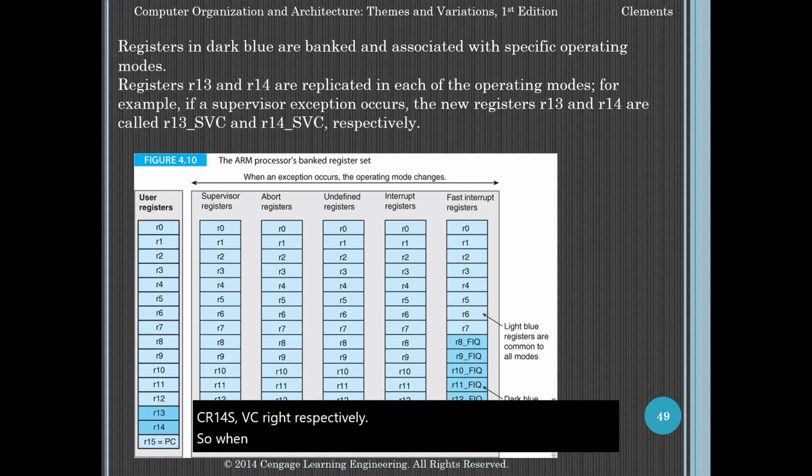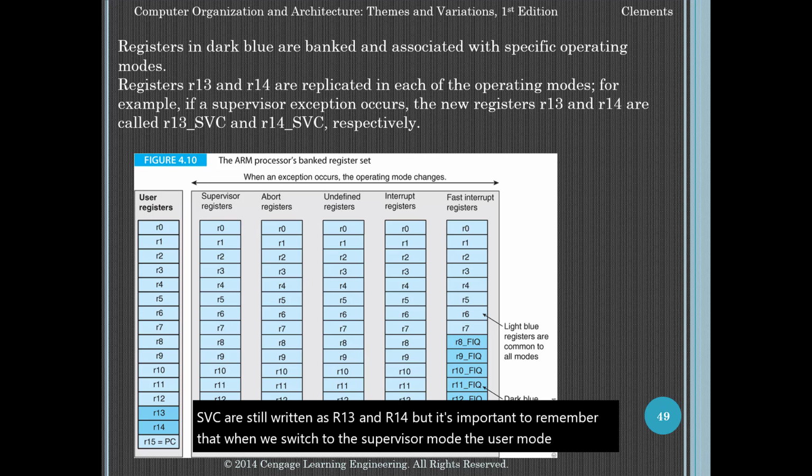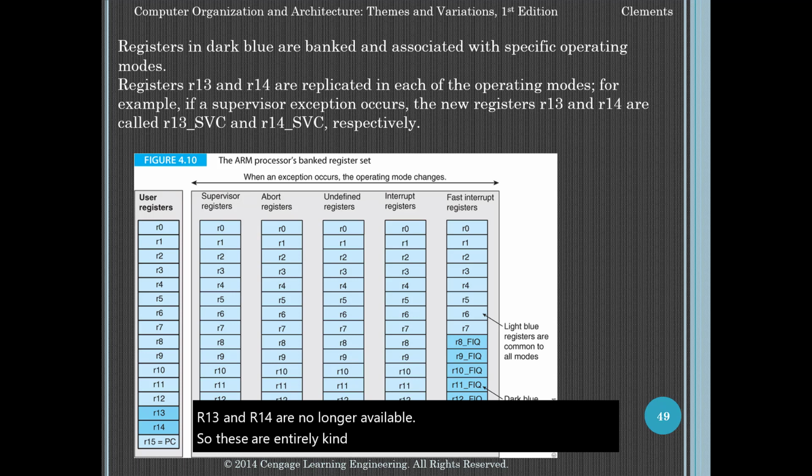So when writing ARM processor code, these registers, R13 SVC, R14 SVC, are still written as R13 and R14, but it's important to remember that when we switch to the supervisor mode, the user mode values of R13 and R14 are no longer available. So these are entirely independent banks of registers named the same thing, but ultimately hold different values. So this mechanism means the programmer does not have to save R13, R14 each time an exception occurs, unless it's a nested exception.